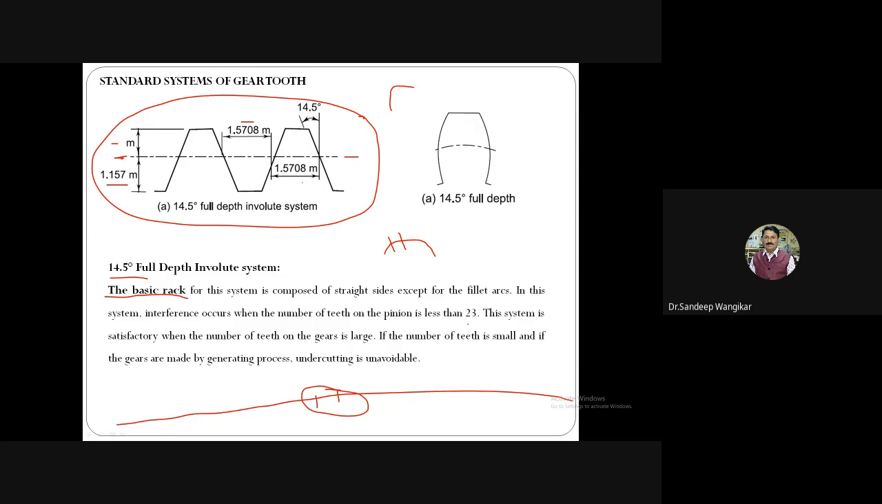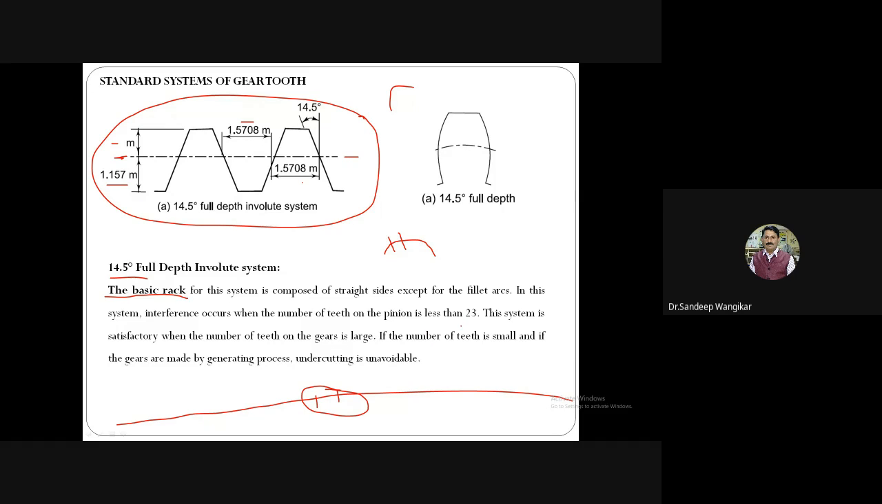Now before going to this particular sentence, what is interference and what is undercutting? Interference occurs when the top side of one of the gears digs into the bottom side or root side of the other gear, and the material starts removing. So this is interference.